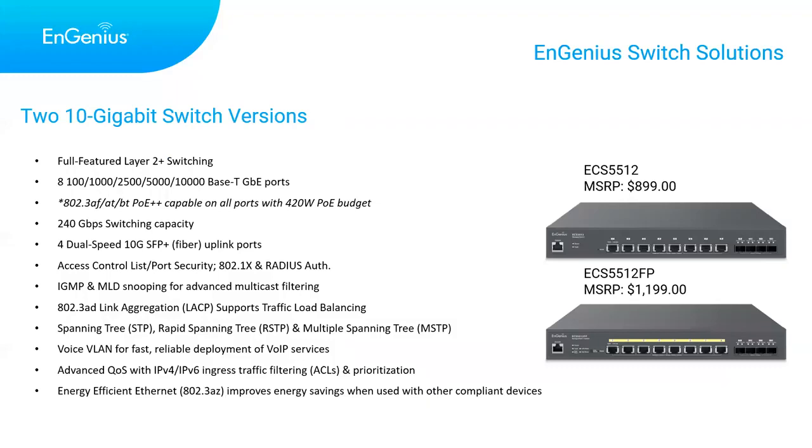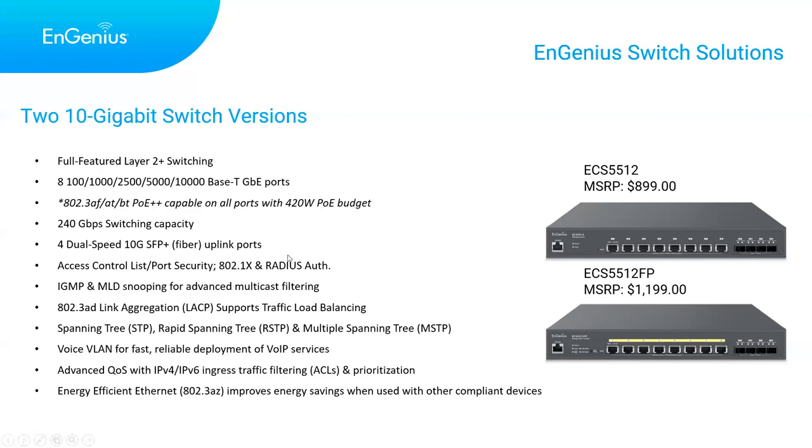To get a little more granular, the only difference between these two 10 gigabit switches is that one is supplying PoE and the other is a non-PoE switch. It's a full-featured layer 2 plus switch. It does support 100, 1000, 2.5 gig, 5 gig, and 10 gig on each of those ports. As I mentioned, the 5512FP, which means full power, is providing up to 420 watts of PoE budget. And PoE++ can be applied to any of the ports, not just the first 4, but any of the 8 that you choose, for convenience.